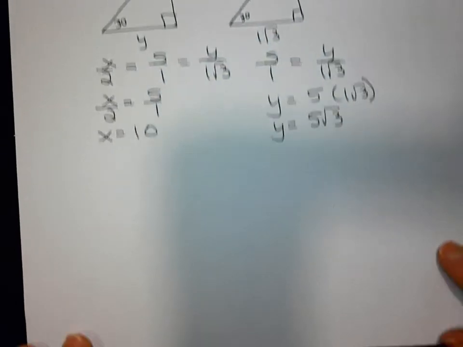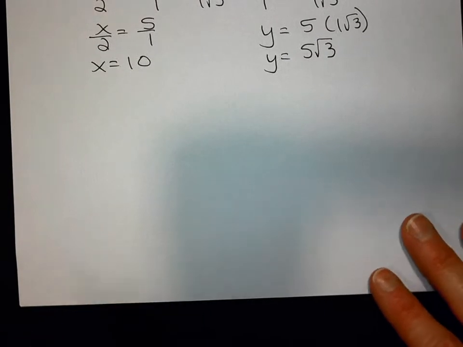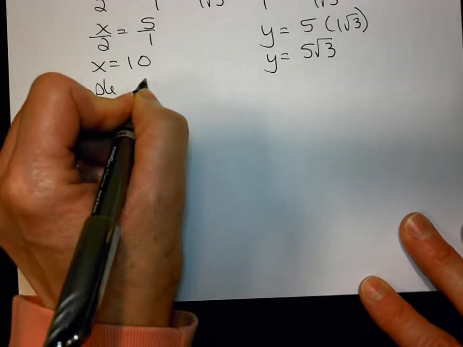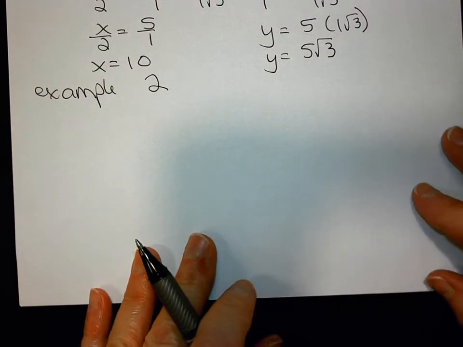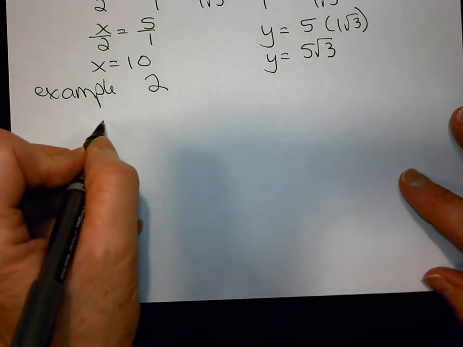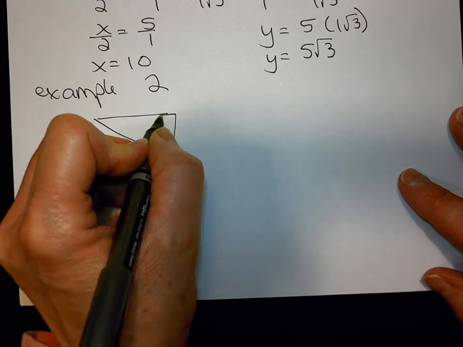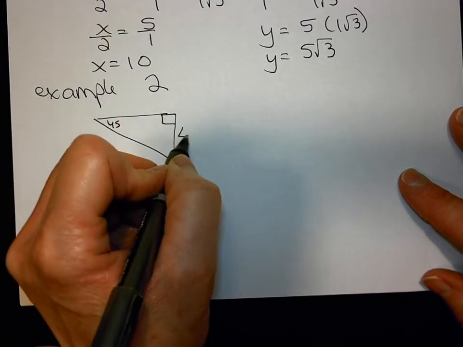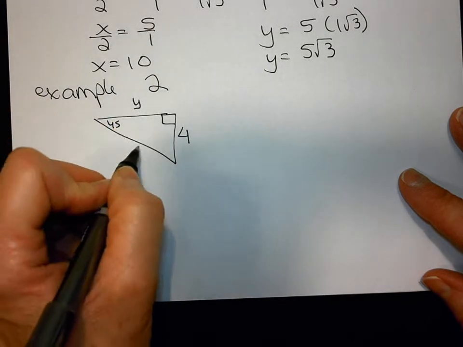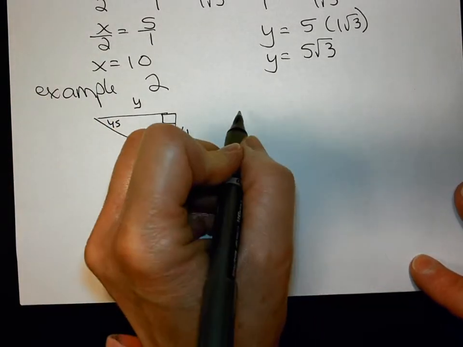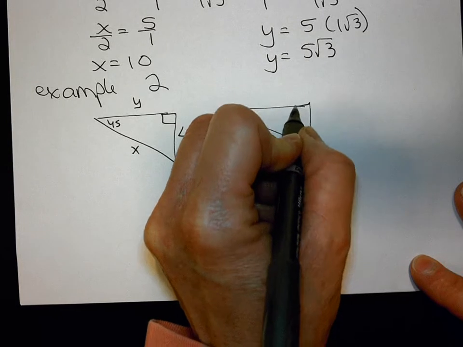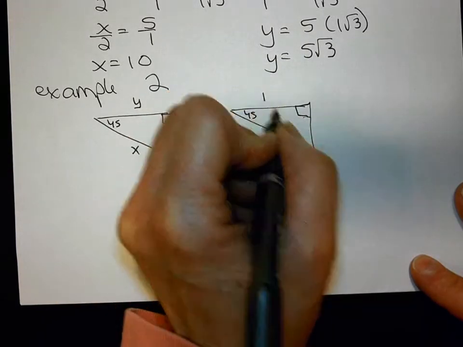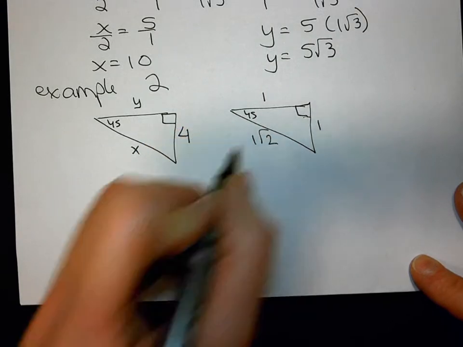Okay, next example. Now I'm doing a 45, so example 2. And again, these are all off the back side of your homework. Okay, here I start with a 45. I know this is a 4. There's my y, there's my x. Okay, I draw my pattern. My pattern is going to be same thing. My pattern is 1, 1, 1 square root of 2.